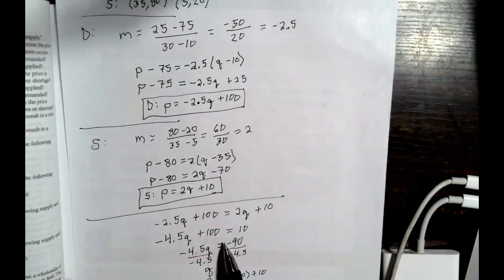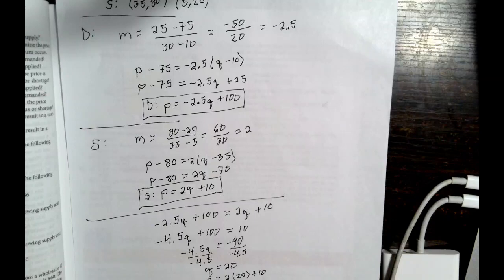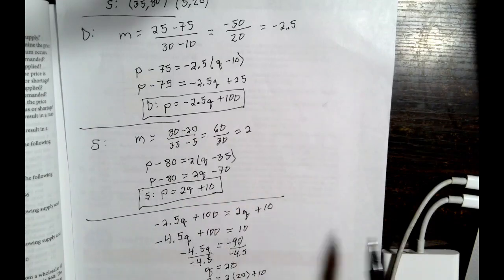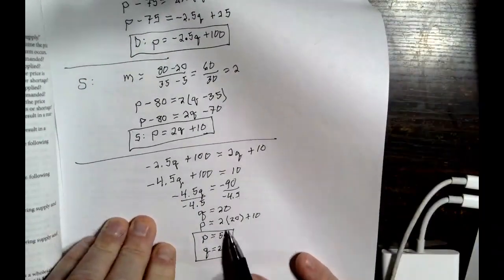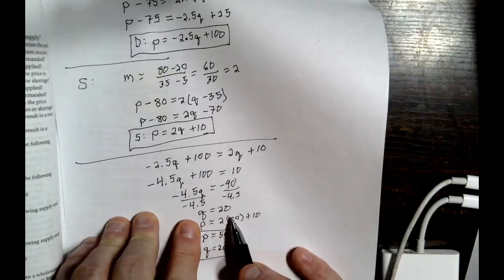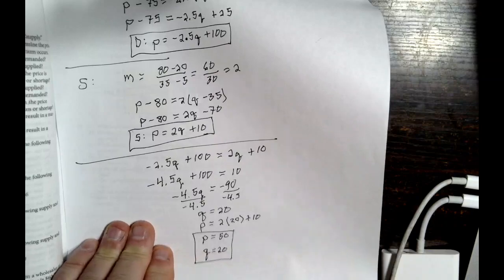And now down here they want you to find the market equilibrium point. So since they both are equal to P, you can set them equal to each other. And when you solve it for Q, since Q is the only thing there. Once you know Q is 20, pick either one to find P, and now you got it.